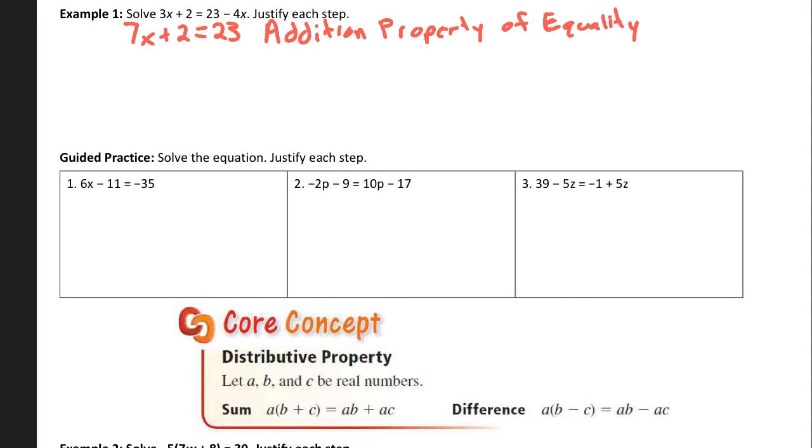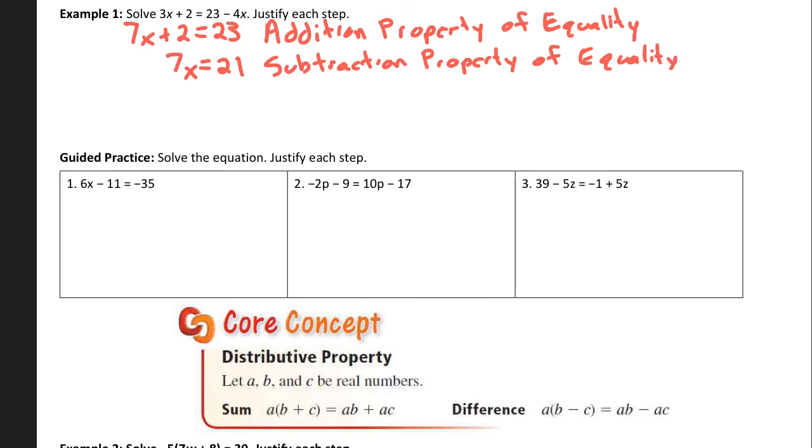So next, in my head, I'm thinking I will subtract 2 from both sides. If I subtract 2 from both sides, this equation becomes 7x equals 21. The reason I could write that is the subtraction property of equality. And then finally, to get x by itself, I would divide both sides by 7. So that would make x equal to 3. So my final step, I divided, so I used the division property of equality.